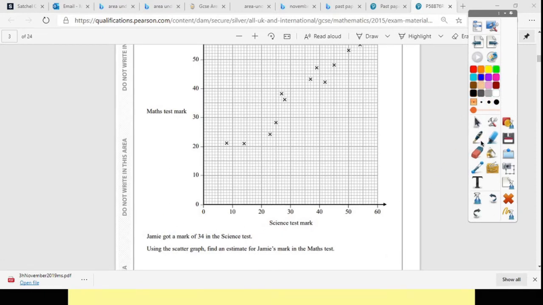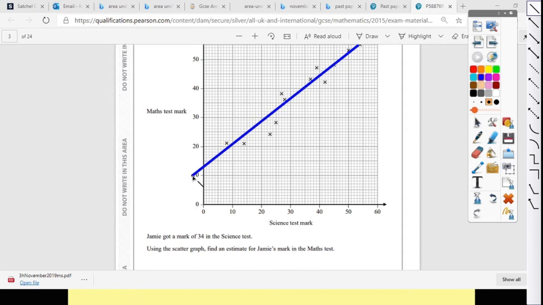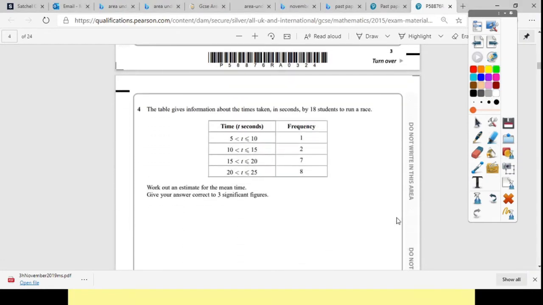Okay, right, Jamie got a mark of 34 on a science test. Using the scatter graph, estimate Jamie's mark on a maths test. So what I need to do is draw a line of best fit. And essentially, it's the line that you think goes through most of these points. Now, after I do my line of best fit, I'm going to find 34 on a science test, which is here. I'm going to go up to the line, go across. I estimate that to be 40. Okay. Obviously, there's a little bit of leeway with these. Also, my line's thick.